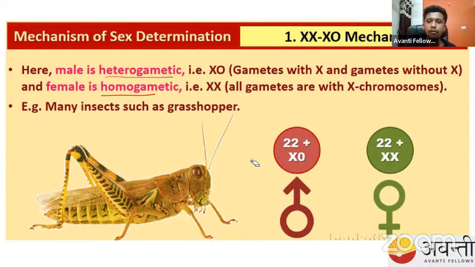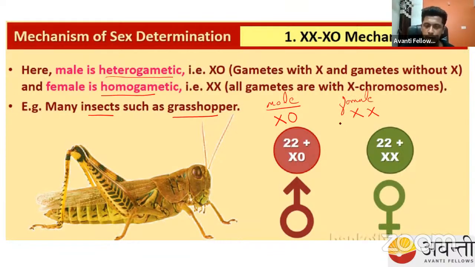First of all, where can we find this XX and XO type of sex determination? This type of sex determination, you can find in most of the insects, such as grasshopper and cockroaches. So these organisms exhibit this. In these organisms, the male has only an X chromosome and does not have any other sex chromosome, whereas the female has two X chromosomes.